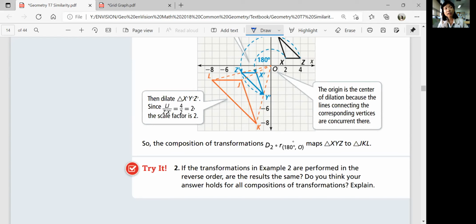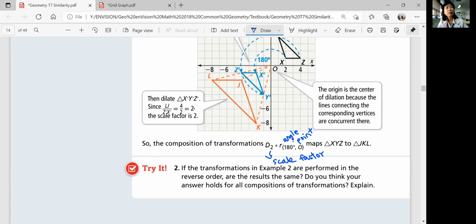You do the rotation first. For the rotation, the angle and the point of rotation are the information that you need to write. And for dilation, you need to write the scale factor. And if you don't write the point of dilation, that means you dilated from the origin. So in this case, you don't need to write it.